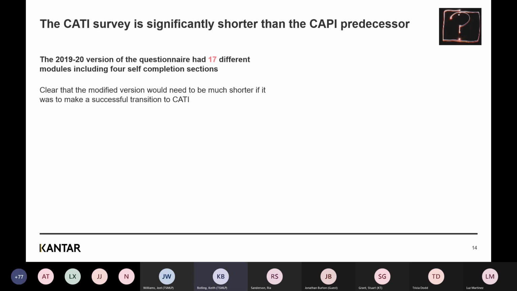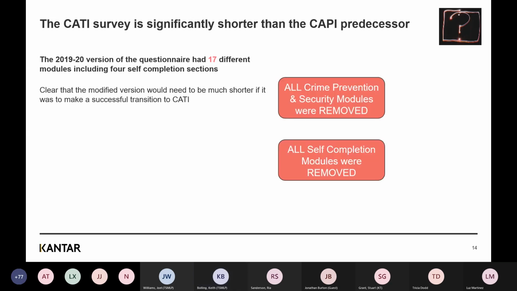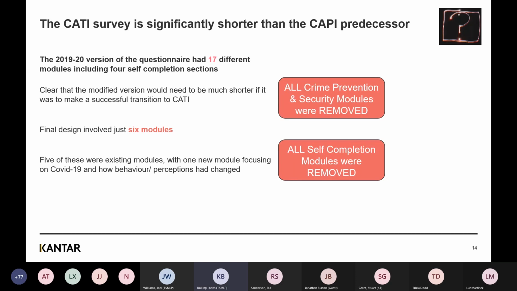I think Joel's already mentioned the fact that we decided to remove all the self-completion modules, but we also removed a number of other modules as well, such as all the ones related to crime prevention and security. In effect, what we were doing was reducing the overall design from 17 modules to 6 modules, and those were very much geared around ensuring that we could understand the levels of crime that were happening during the COVID period.